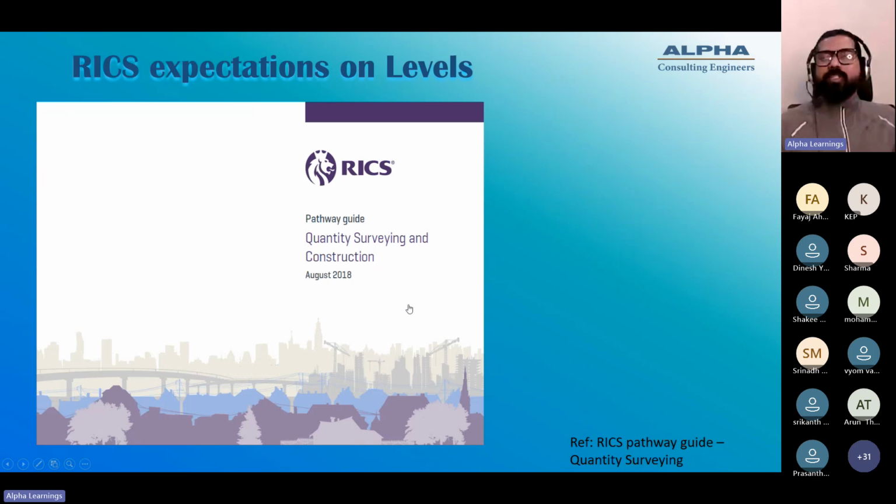So in ethics and rules of conduct, you will see there are the rules of conduct published by RICS. You need to read that, understand it, and then include that in your level 1 writing, that you are aware of the RICS rules of conduct. It is based on things like honesty, integrity, and so on, so this is how it is written, aligned with the RICS requirements. This is a very common mistake made by candidates.